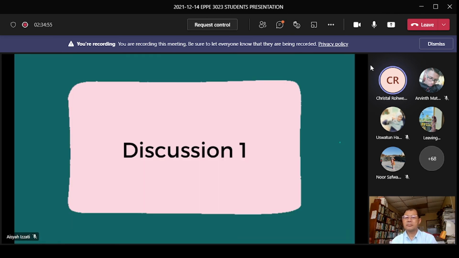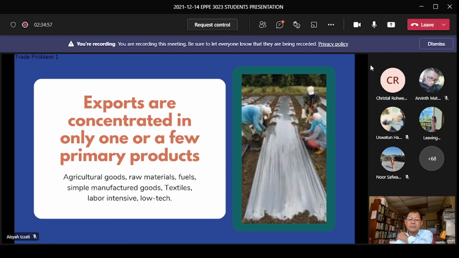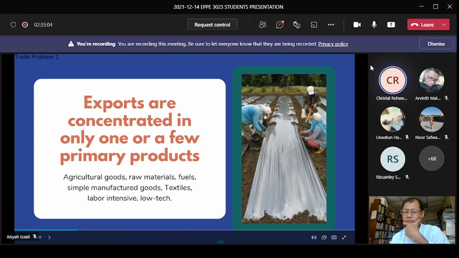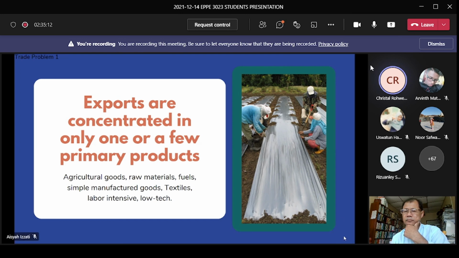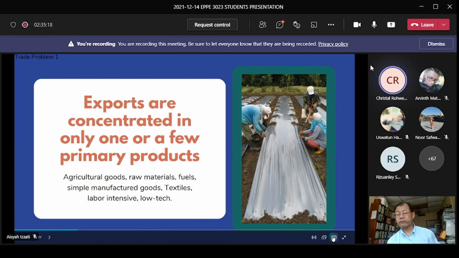Okay, so now to the first problem. There are a lot of trade problems in developing nations. Their export markets are very unstable since their exports are concentrated in only one or a few primary products. These primary products include agricultural goods, raw material, fuels, simple manufactured goods, textile, labor-intensive, and low-tech.